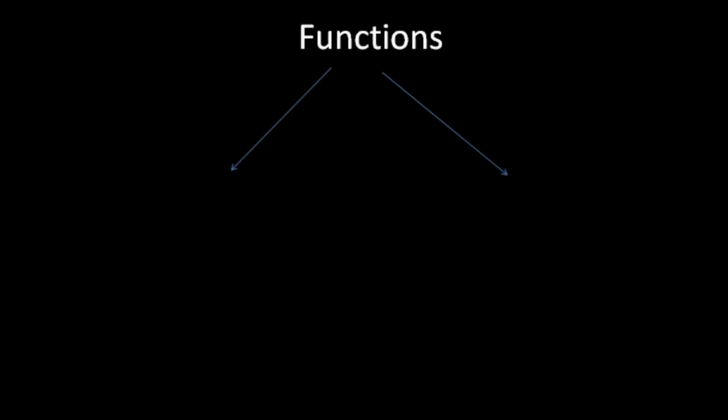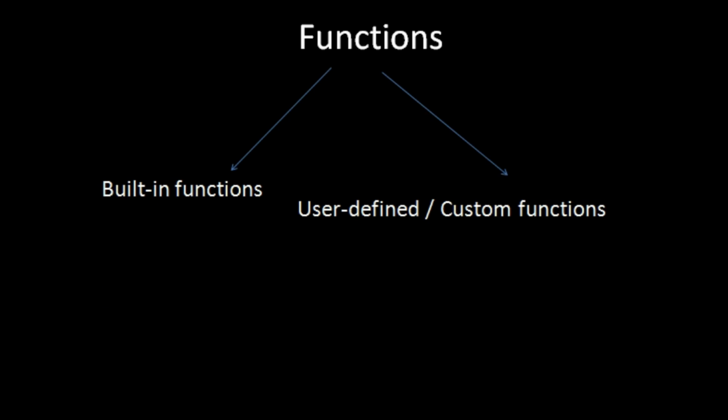R has two types of functions. One is R built-in functions like sort, mean, read CSV, and many more. Next, we have user-defined, or you may call them custom functions. In this video, we are going to talk about user-defined functions.